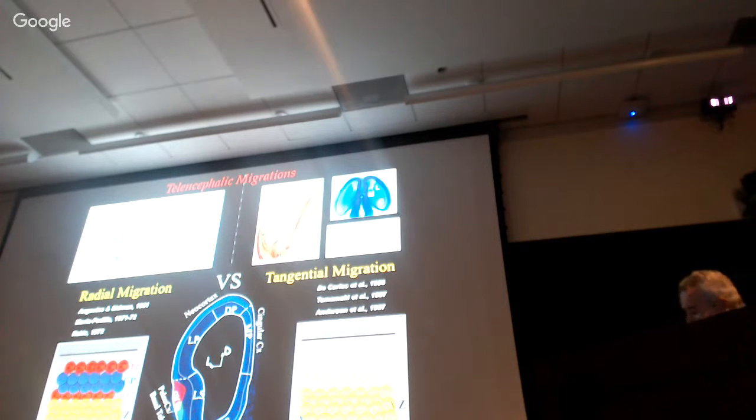So at that time, the scientists believed that the brain was compartmentalized, and each compartment expressed its proper genetic program, with a very sharp limit between different areas. And a cell that was generated in one area did not transgress the limit with another area.